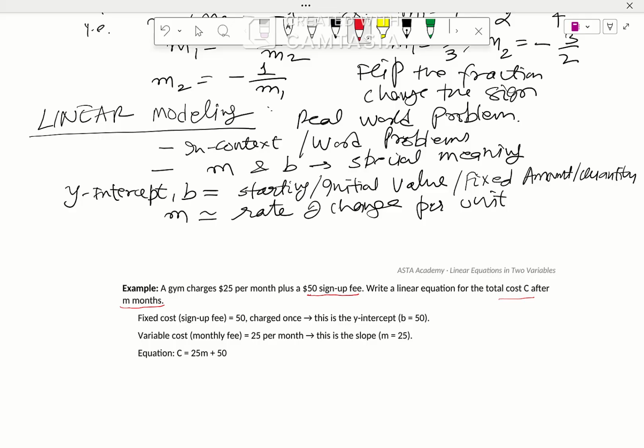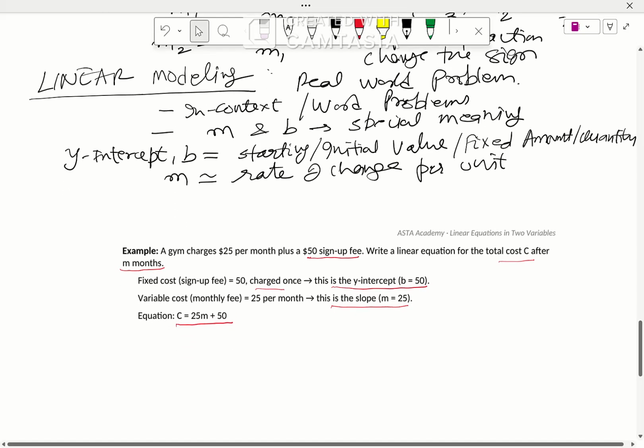Now the fixed cost or the sign-up fee of 50 is charged only once. So this is fixed. So this is the y-intercept, or b is equal to 50. What's the variable cost? It's the monthly fee. Every month it increases by $25. The total cost will increase at a rate of 25 per month. All right, so this is your slope of the line. So you can write the equation as c = 25m + 50. So 25 is representing the cost per month and c is representing the total cost.